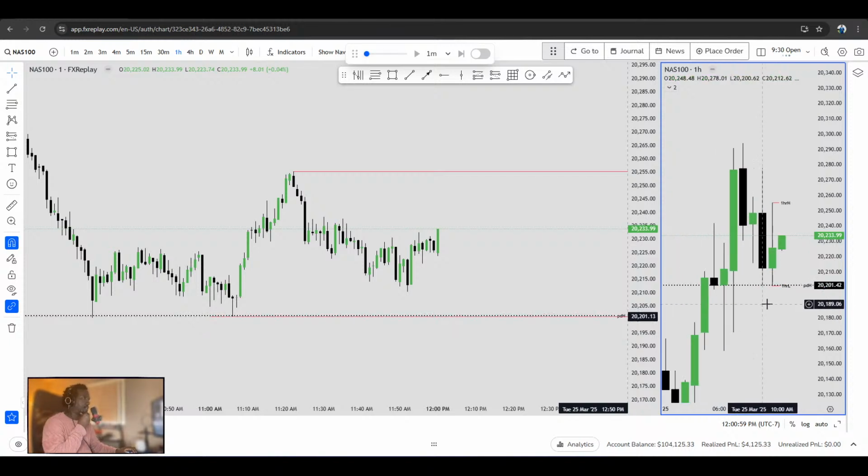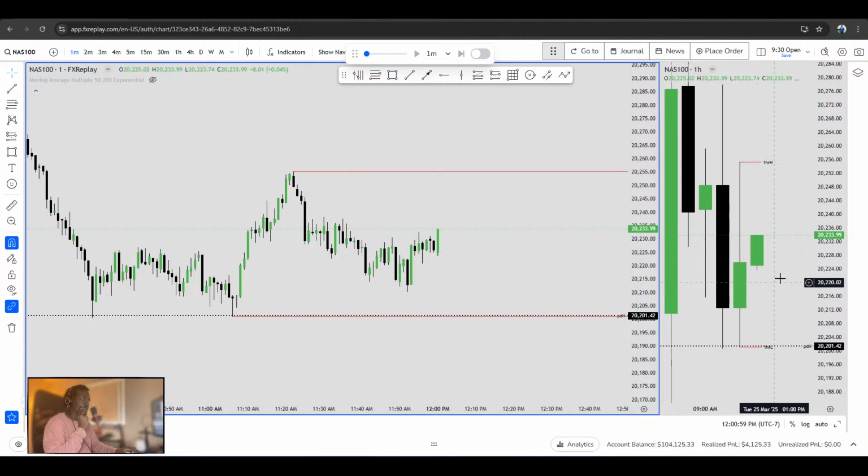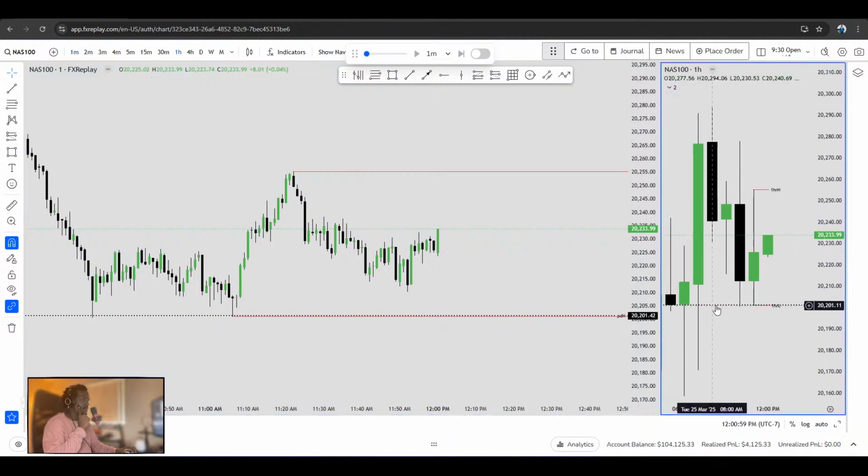So how do we deal with this one now? I don't need to see 2 levels on my charts, but it's okay to see that that was the previous day high. Anyway, adios amigos, bye bye.